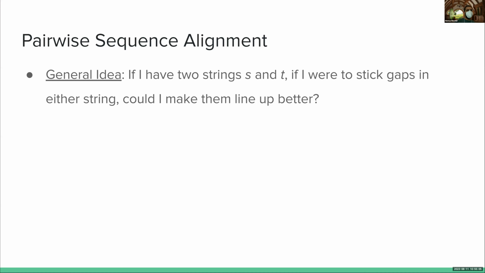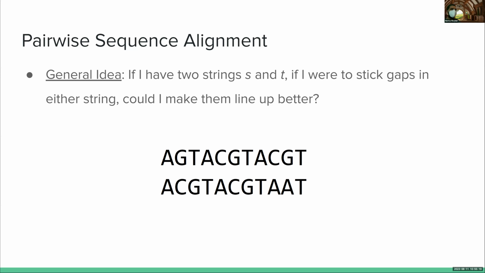The general idea here is, if I have two strings S and T, and I'm able to stick gap characters, like spaces, in any position in either string, can I make those two sequences line up better? Here's a concrete example for folks to look at. Here are two strings. At a glance, they don't seem to line up that well. If I gave you the ability to stick spaces in either string, could you make these line up better? Maybe take a little bit to think about it, and if anyone wants to give me some suggestions.